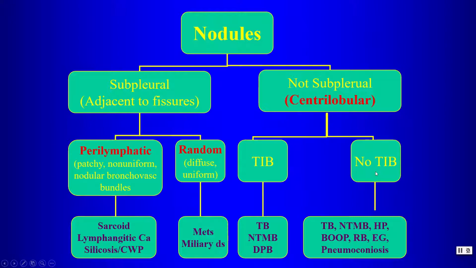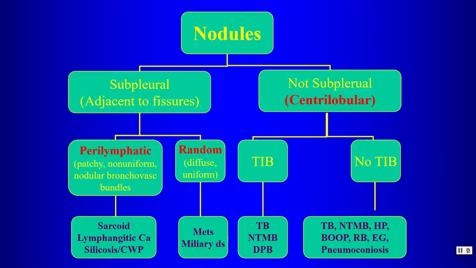If there is no tree and bud, then again, you might still be dealing with infection, but there are other diseases of airways that can give you inflammation around the centrilobular bronchiole, like hypersensitivity pneumonitis, respiratory bronchiolitis, occasionally BOOP, e.g. some pneumoconioses, as we've said, like silicosis, coal workers pneumoconiosis, and even sometimes asbestosis in the very early stages at the lung bases.